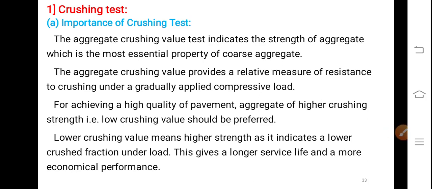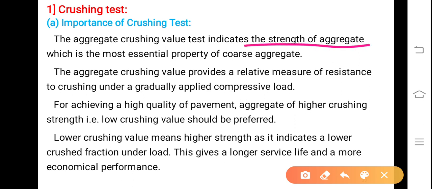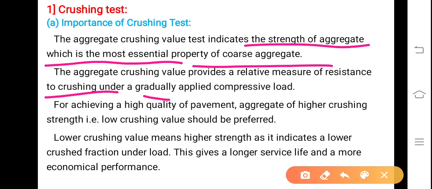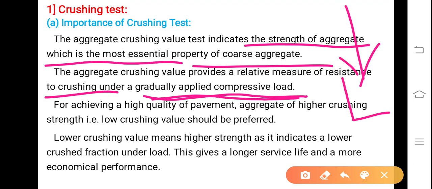Next, crushing test. Importance of crushing test. The aggregate crushing value test indicates the strength of aggregate, which is the most essential property of coarse aggregate. The aggregate crushing value provides a relative measure of resistance to crushing under gradually applied compressive load on the mold, which is consisting of aggregates.